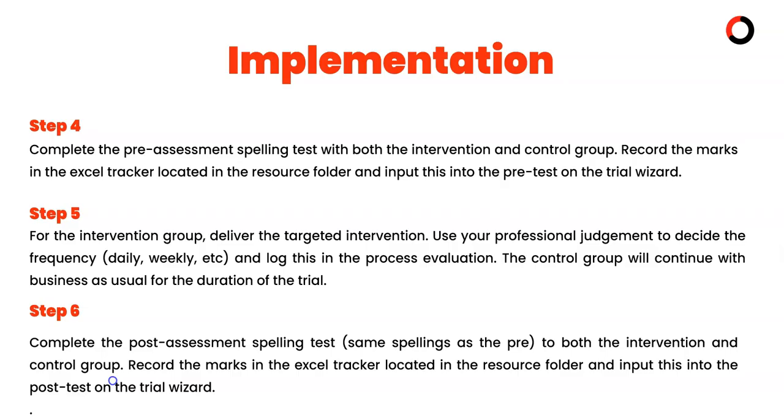In step 6, complete the post-assessment spelling test, which is the same as the pre, to both the intervention and control group. Record the marks in the Excel tracker and then input this into the post-test on the trial wizard. If you then complete the process evaluation and click Analyze, it will generate an impact report for your school.